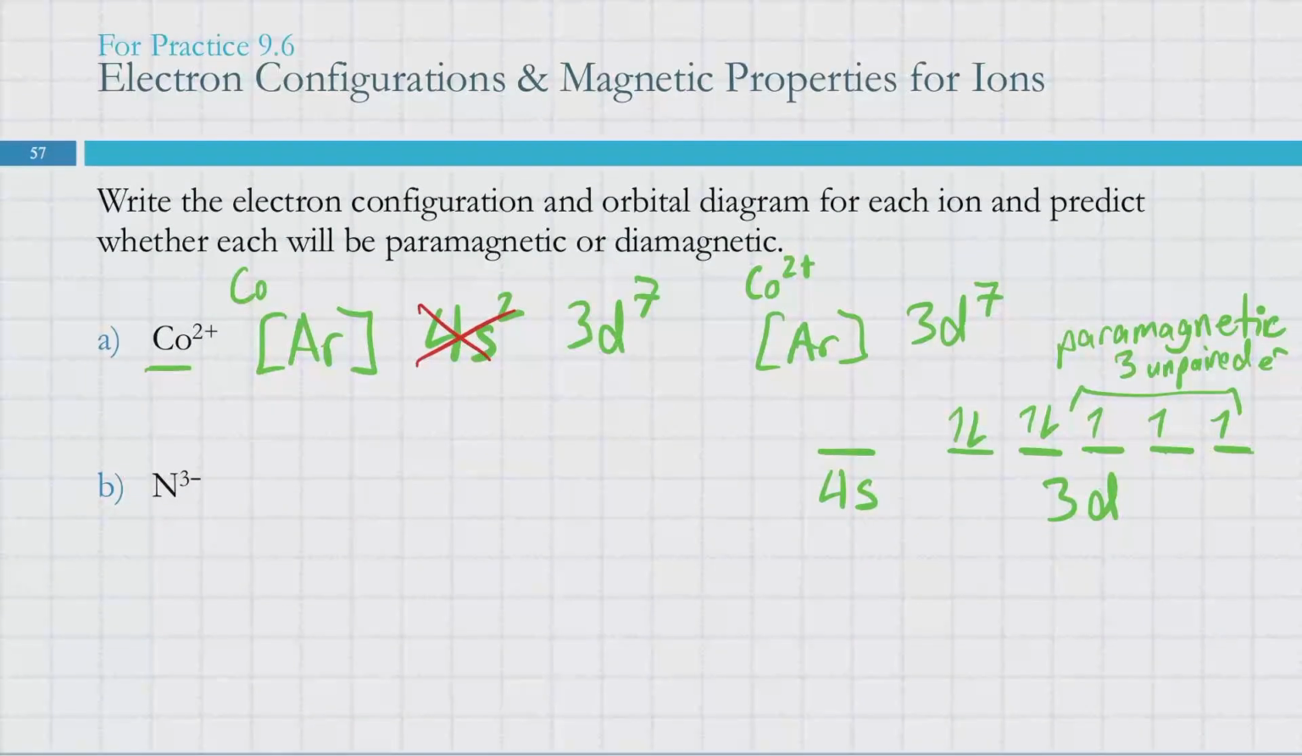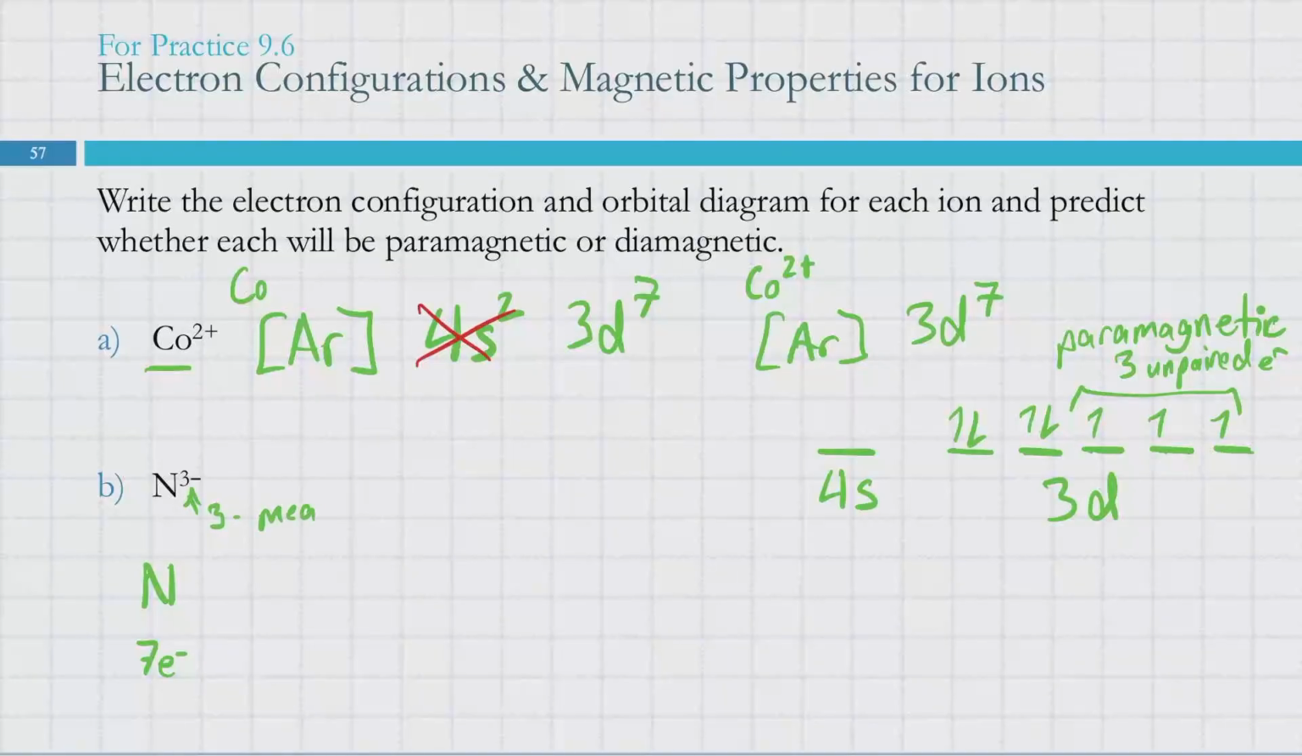And we went over this example with the Co2+ ion, cobalt 2+ ion. We did not yet get to our nitride ion. So for our nitride ion, we need to find nitrogen on the periodic table. It's got 7 electrons. Normally, if we have N3-, how many electrons are we going to have? 10.